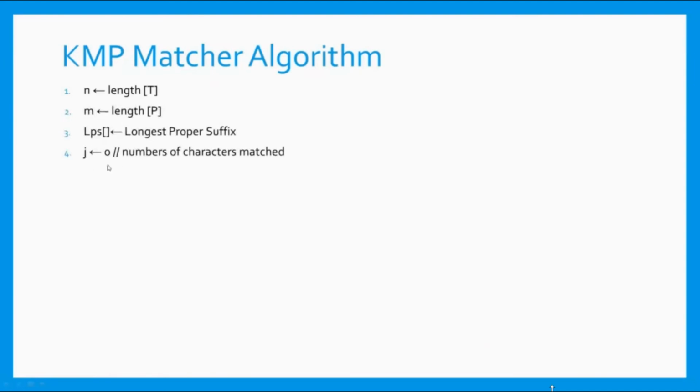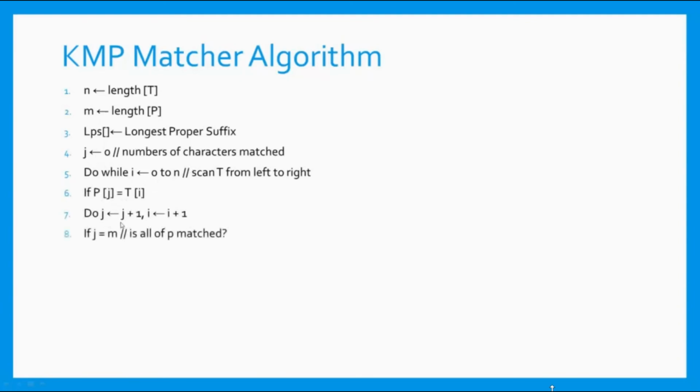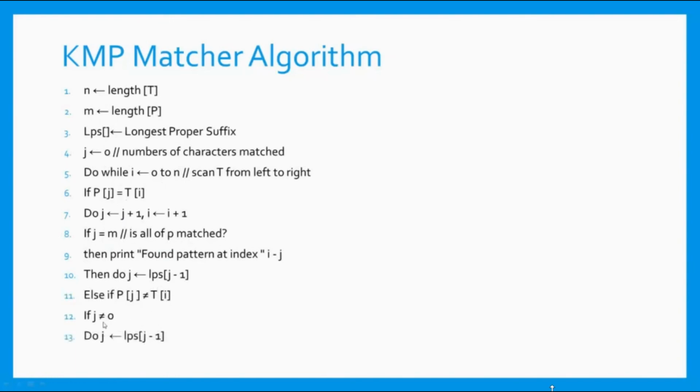So now let's summarize our KMP matcher algorithm. We have n as length of our text, m as length of our pattern, and we generate LPS array from the LPS array generation algorithm. We take j from 0 and run while loop for values of I from 0 to n. If pattern of j and text of I match, we increase both j and I by 1. If we reach the end of our pattern array, that is j equals m, we print found pattern at index I minus j and then store LPS of j minus 1 in j. Else, if pattern of j and text of I do not match, and if j is not equal to 0, we store LPS of j minus 1 in j, and else we increase I by 1.